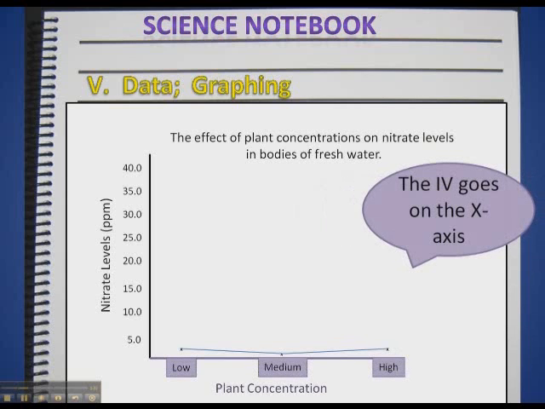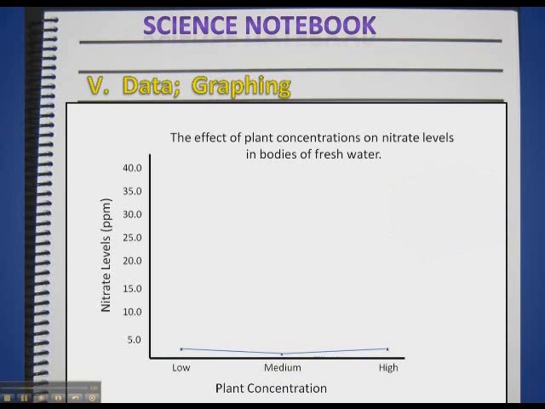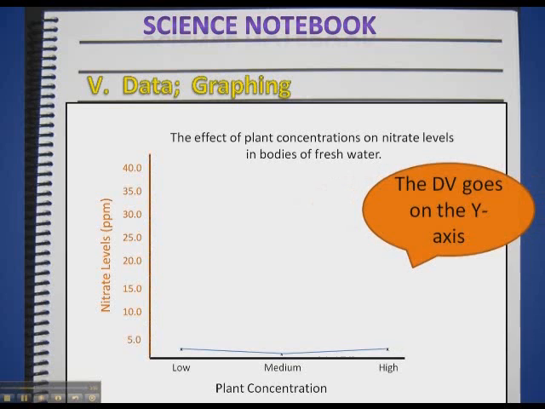Next, make sure that the independent variable goes on the x-axis. This is shown here in purple. So from our question, from our hypothesis, we should know what the independent variable is, always on the x-axis. Now, contrary to that, the dependent variable goes on the y-axis. That's located here in orange. Remember, the y-axis is the vertical one.